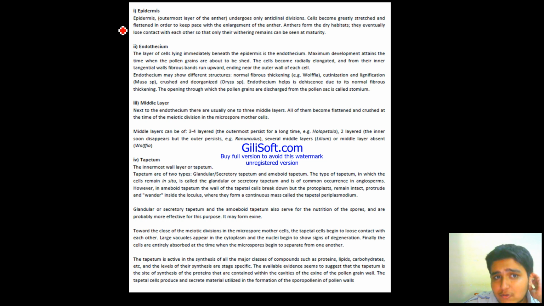So the first layer was epidermis. Now what are the characters of epidermis, guys? This is something which I won't be discussing in too much detail. You all are very good at this. Epidermis is the outermost layer. Epi means out. This is the outermost layer. It undergoes only anticlinal division. Obviously, it has to undergo only anticlinal division.